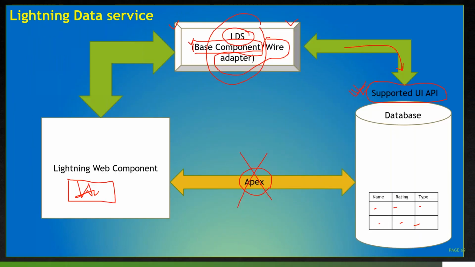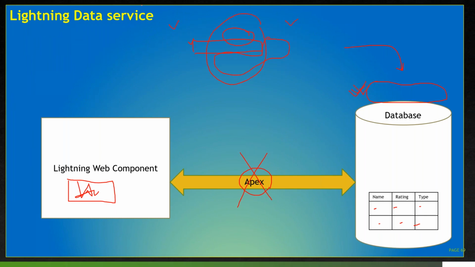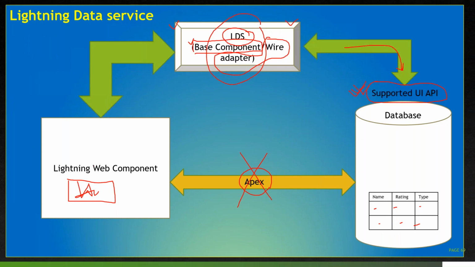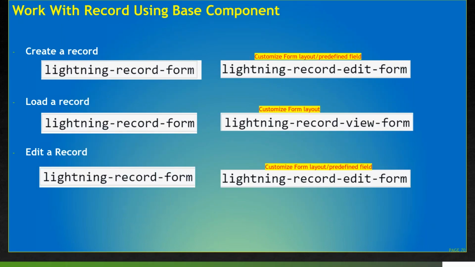So now, you can see from Lightning Web Component, I want to access my data. Simply, I'll make a call, which will go through my LDS service. My LDS service will check if this object is supported with UI API. Then my LDS service will fetch the data and return it to my Lightning Data Service. Then from Lightning Data Service, I'll come to my Lightning Web Component. So basically we can do it that way. Okay.